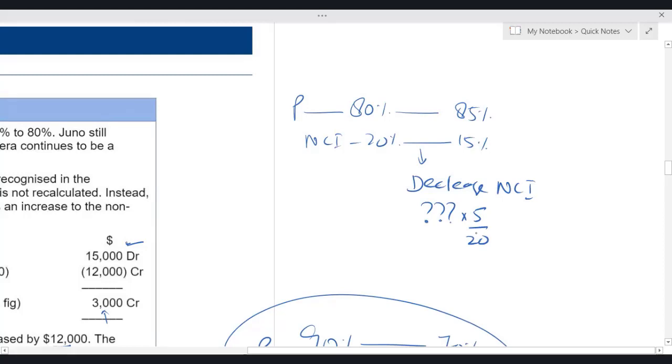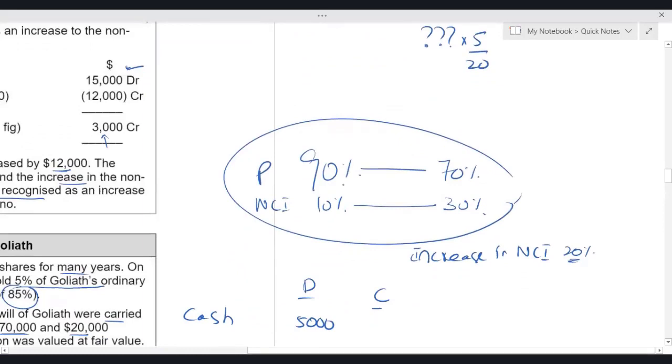So these are two different calculations. When the parent is selling some of the holding to the NCI, then NCI increases. When NCI increases, you need to know the net assets at the time of disposal. In case of partial goodwill, only take net assets and multiply by, if you are selling 20%, 20%, and you will get the increase in NCI. If it is a full goodwill method, which is most likely to be the case, then net assets plus the goodwill at the time of disposal, multiplied by the percentage by which NCI is increasing.